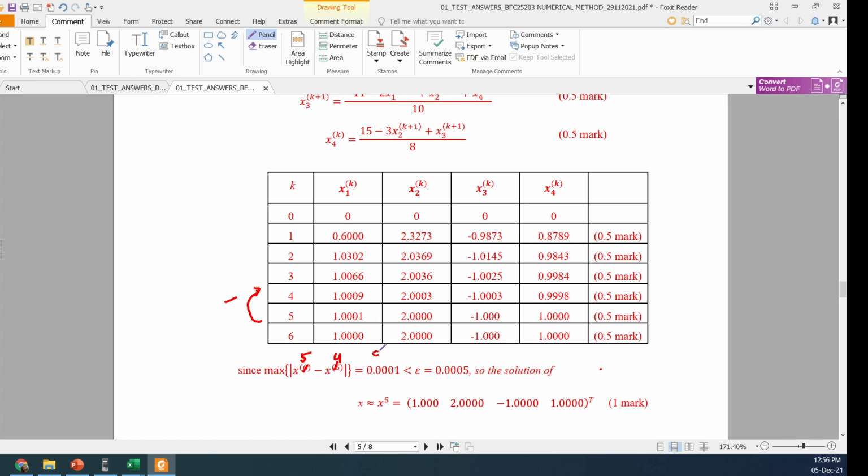One value is 0.008, greater than epsilon. That's why you cannot stop at number 5, because this one minus this one, taking the magnitude, 0.008, is greater than epsilon. So you cannot stop. That's why you need to perform one more step.